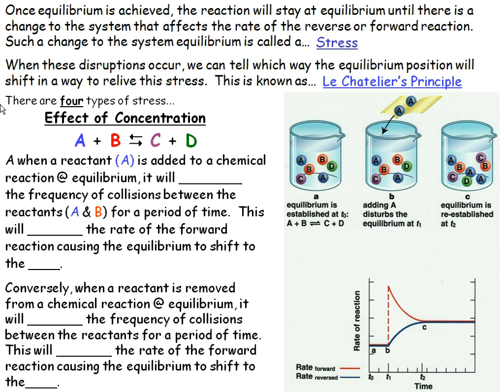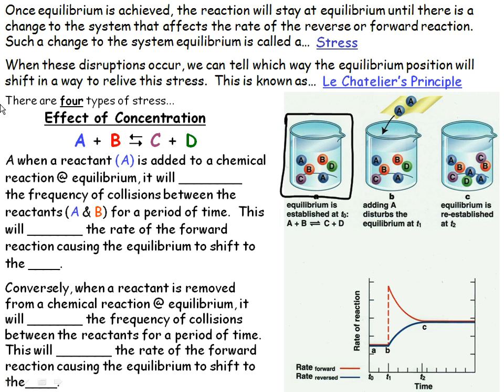The very first picture right here is my control system that's in equilibrium. I have A and B becoming C and D, going backwards, turning back into A and B, and the amounts of all four of those substances remain the same. However, I'm going to add a bunch of A, so you see a little weighing paper at the top of the second picture, and we're dropping in a bunch of A.